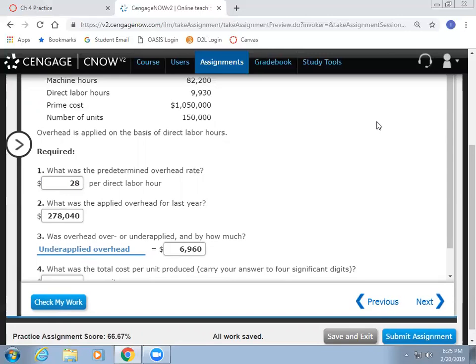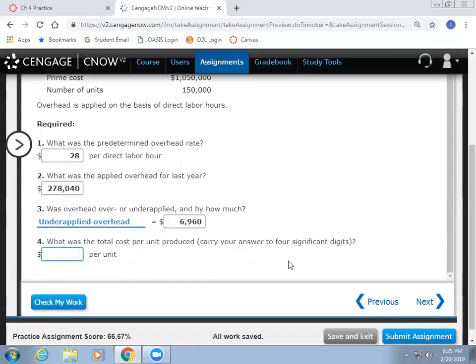So what is my cost per unit? And they want it out to 4 decimals. 8.85. Very good, $8.8536. Okay. So again, we took our prime plus our applied overhead, because that's how much got charged to the product itself, and divided it by the total number of units. So our total cost per unit is 8.8536.